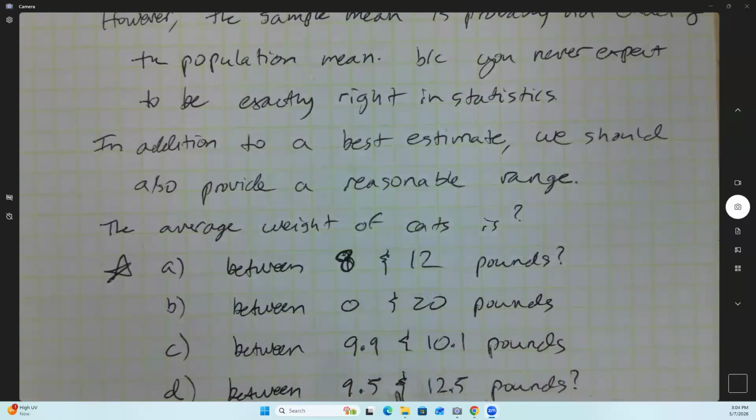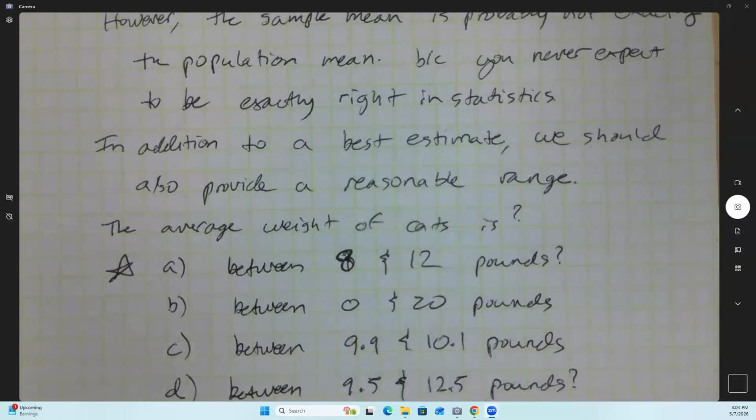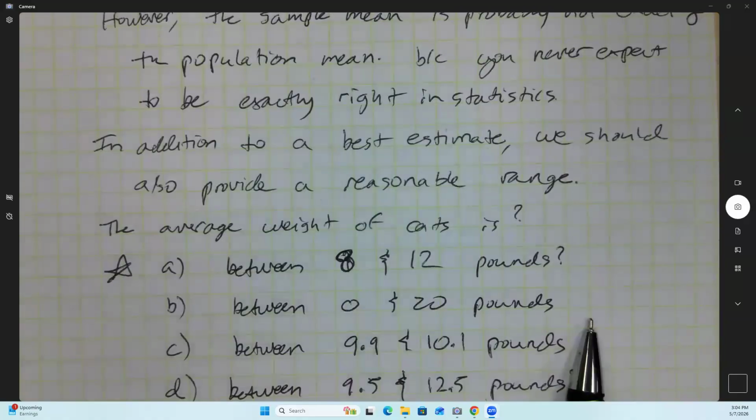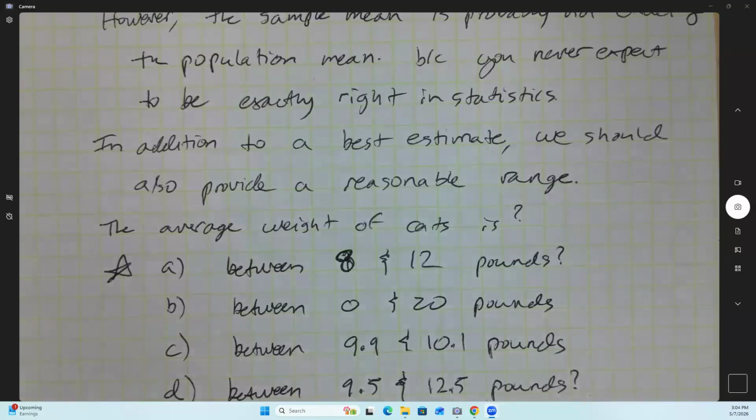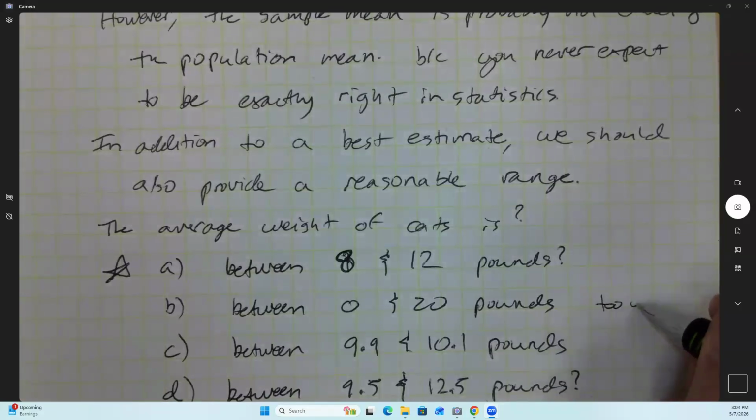Now, as Ryan pointed out, if 8 and 12 is a possible range, 0 and 20 sure is. But is that very reasonable? It's not very useful, right? Reasonable means a lot of things. One is I could believe it, but two, it's also useful. I could always say the range is between 0 and 100 pounds. Nobody owns a pet cat over 100 pounds, so I can be certain the average weight is not over 100. But that's not useful at all. It's got to be useful in order to be reasonable. So this is too wide to be useful.